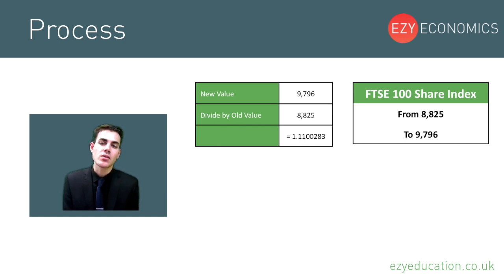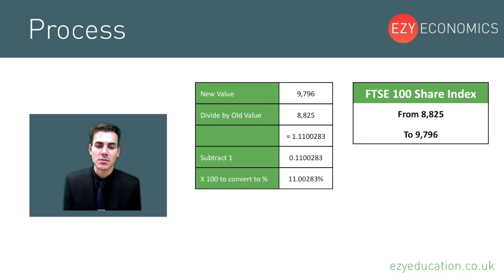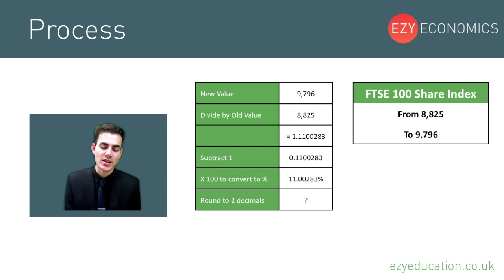1.1100283. Then we subtract 1 away from that to give us 0.1100283. Multiply by 100 to convert into percentage form. That's just shifting the decimal point 2 places to the right, and that gives us 11.00283%. And then all that needs to be done is round to 2 decimal places to tidy this up.